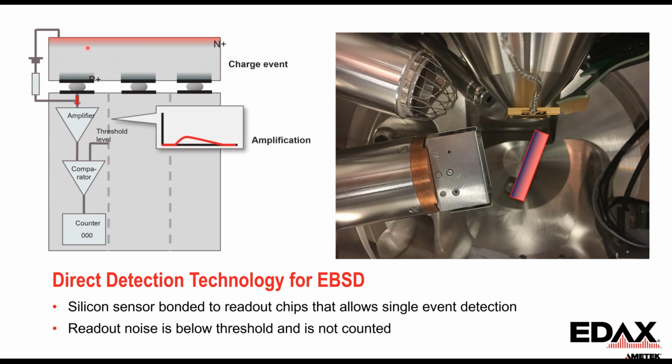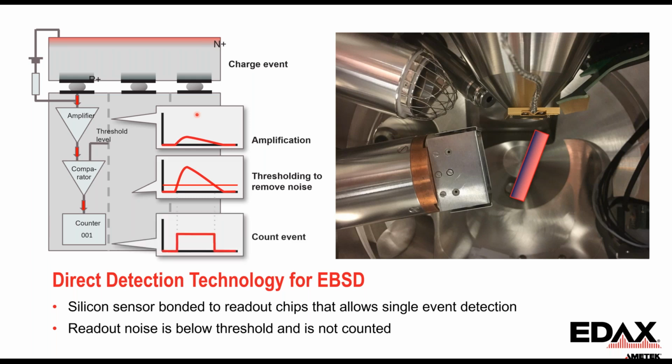That charge is then collected, and so the sensing material is bonded to the readout circuit. And so when that charge comes through, it's amplified. It goes through the readout circuits where there's some sort of thresholding to remove the noise. And if an input signal exceeds that threshold, then it's counted as a signal. And this happens for every pixel in the array of the detector.